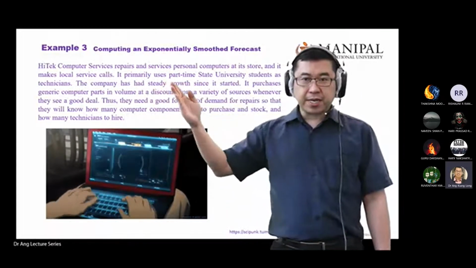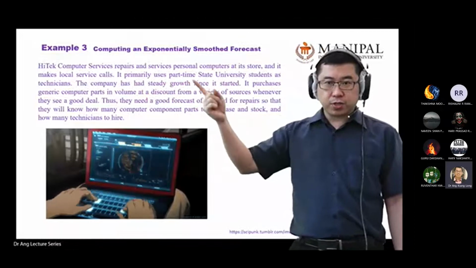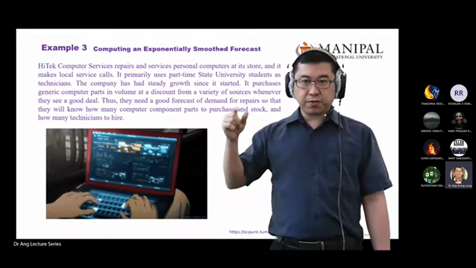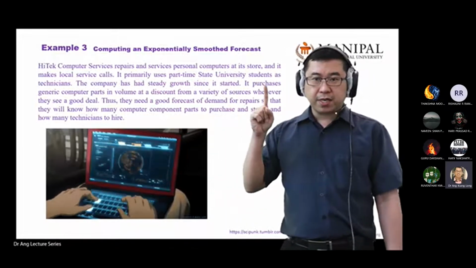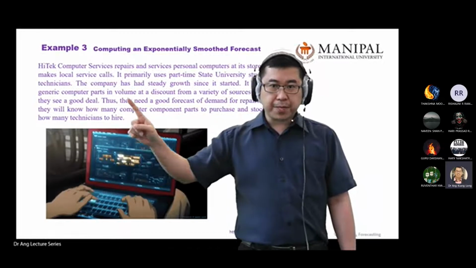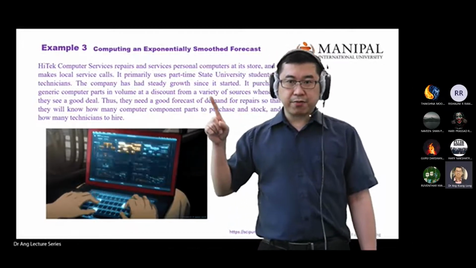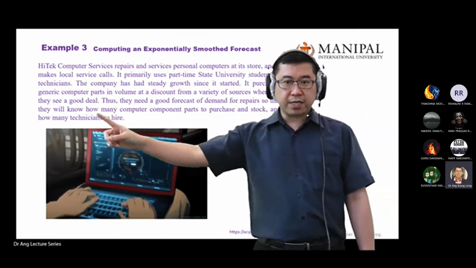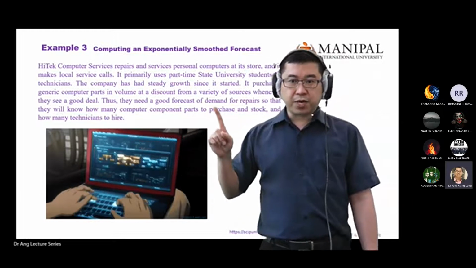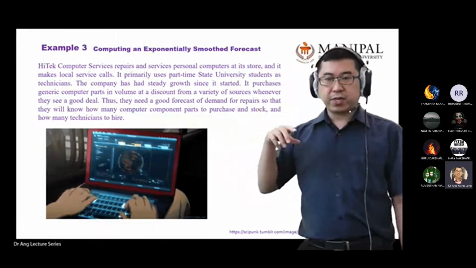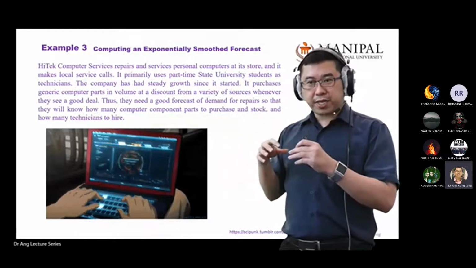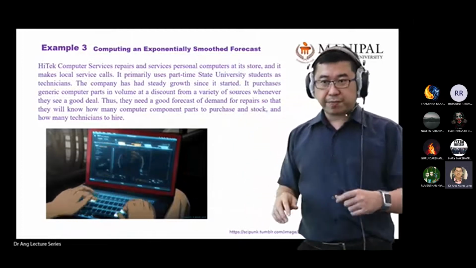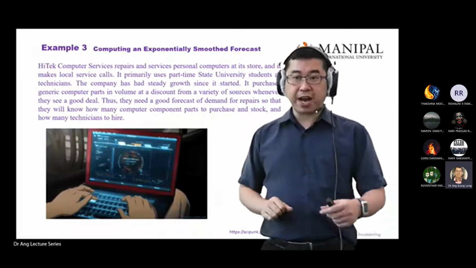Then they say that you use part-time students as their workers and technicians. So the company has steady growth, meaning they have a very good business. It purchases generic computer parts in volume at a discount rate from their supplier or vendor whenever they see a good deal. So they need a very good forecast of the demand for repair so that they can take the opportunity to purchase the parts at a lower rate when they do servicing. So when they buy low and sell high, they make high profit.